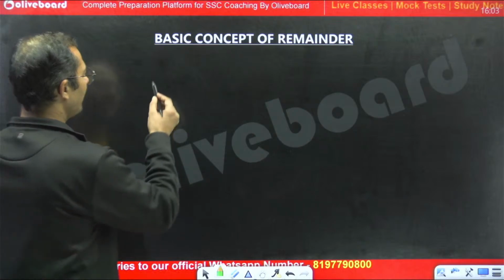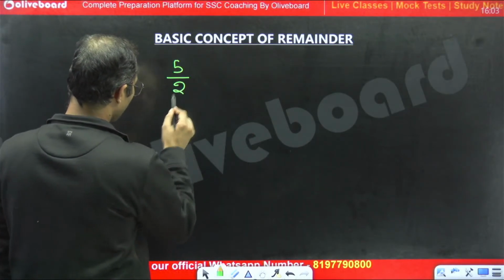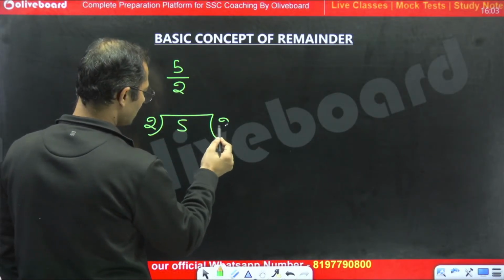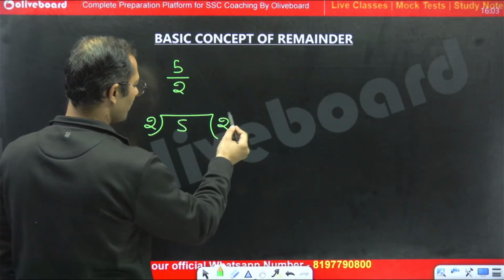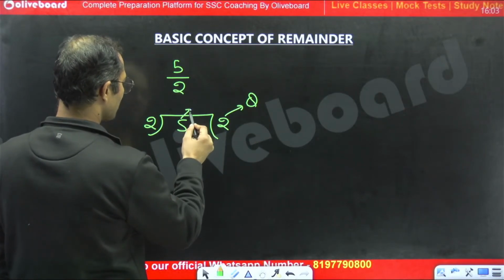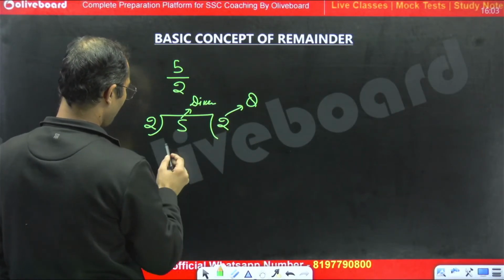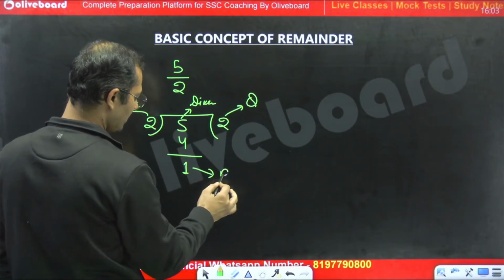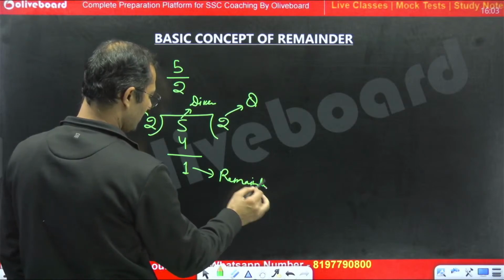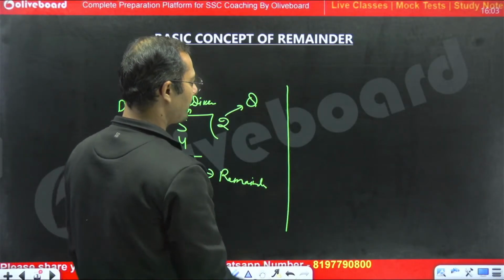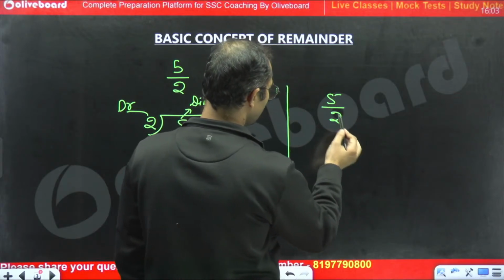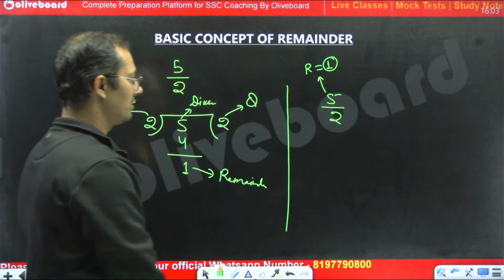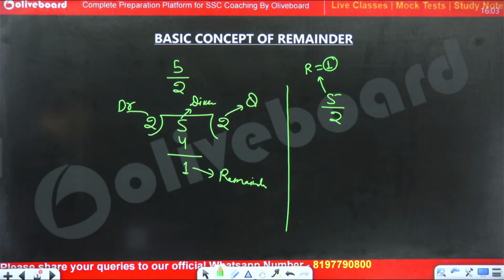See, if I divide 5 by 2, simple, here 2 is the divisor, 5 is the dividend. There is a 2 time of division, so this is called quotient, this is called dividend, and this is called divisor, and this is called remainder. So here if I divide 5 by 2, the remainder is 1. So 1 is the remainder, no problem.